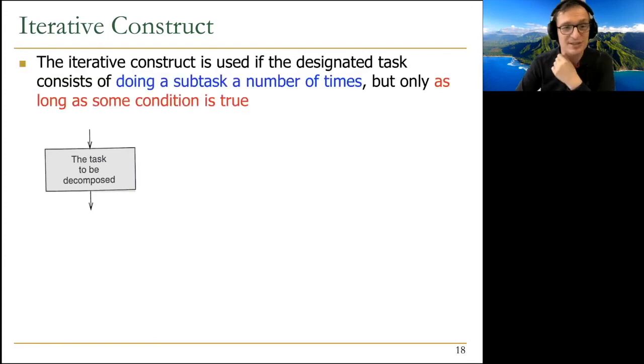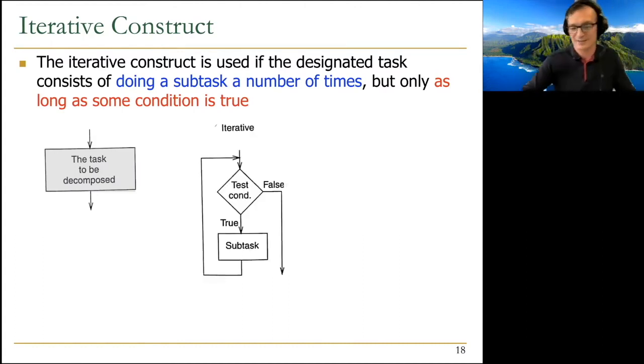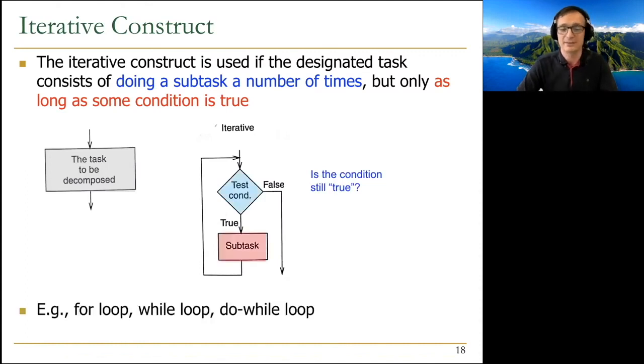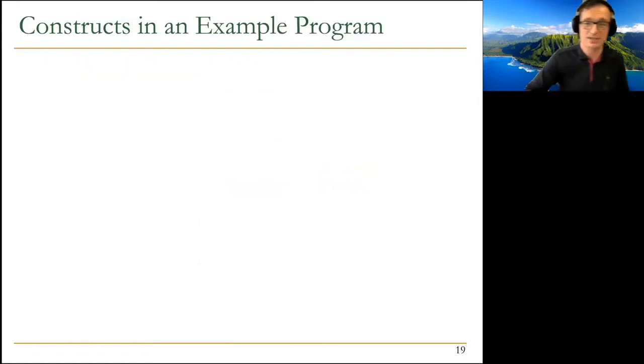So iterative construct is used if the task consists of doing a subtask a number of times, but only as long as some condition is true. So this is used to implement loops, as you can imagine. First, you basically test a condition. If it's false, you don't do it. If the condition is true, then you do the top task. It could be the other way around also. You could actually test the exit condition also. And if the condition is true, you could exit the loop as well, right? So basically, it's a looping construct, let's say. And if the condition is still true, you keep doing the subtask. For loop, while loop, do while loop are examples of loops.